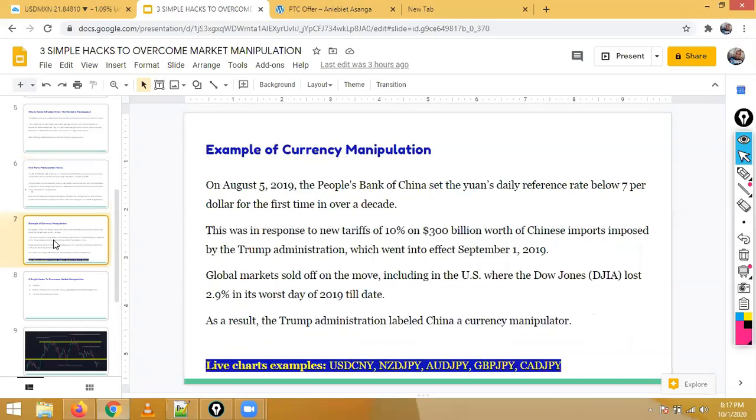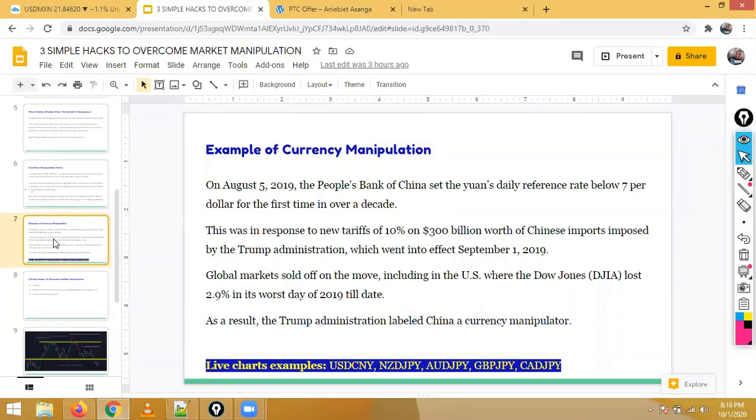Then, here's an example of currency manipulation. This happened on August 5th, 2019, when the Bank of China set the yuan rate below 7 per dollar. This was for the first time in over a decade. This was a response to the new tariffs of 10% on 300 billion worth of Chinese imports imposed by the Trump administration. And this rate went into effect in September 2019.